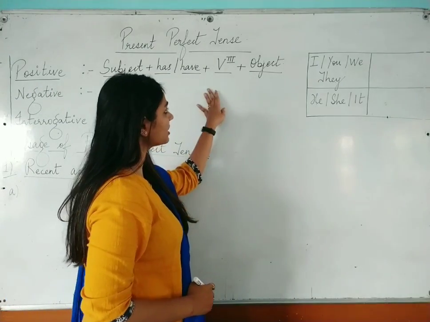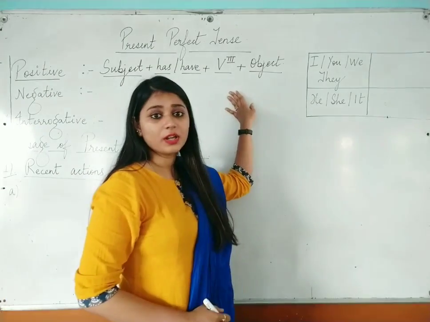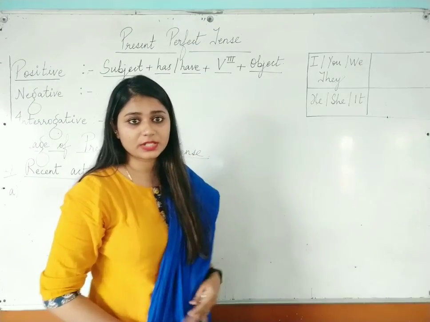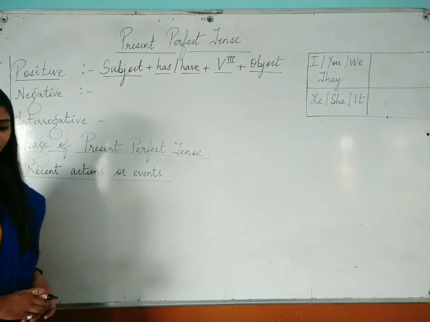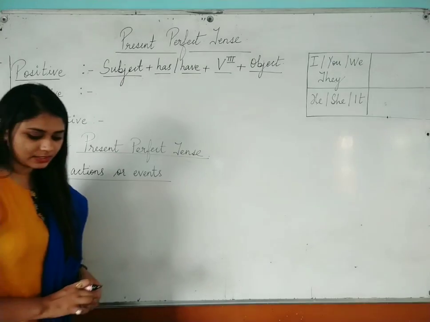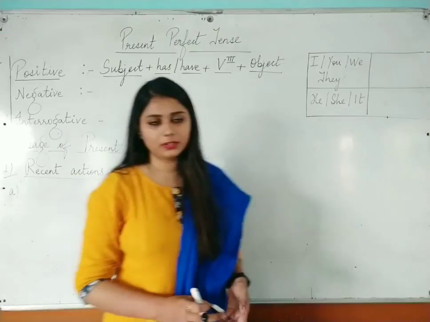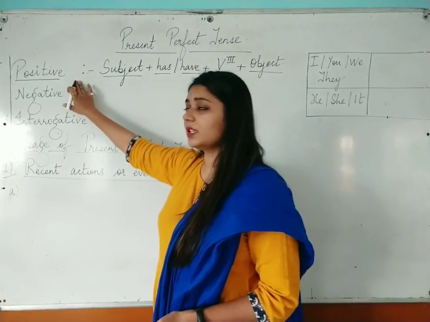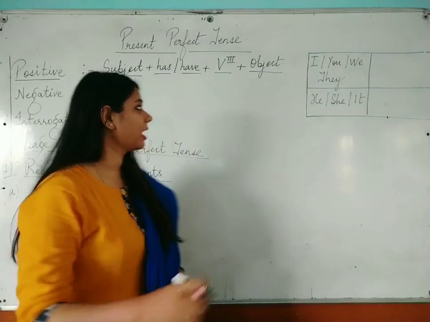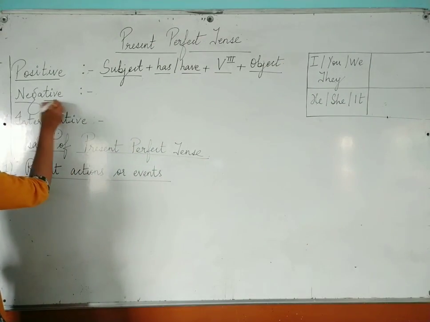Okay. So this is the structure of your affirmative sentence or your positive sentence. For example, he has shaved off his beard. So over here, this is your positive sentence. Now let us have a look at negative sentence.